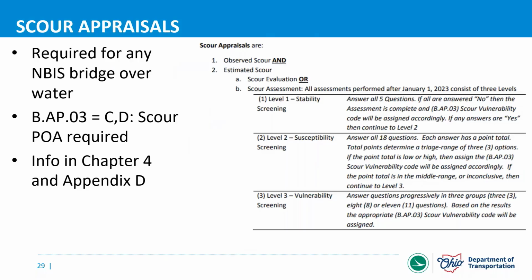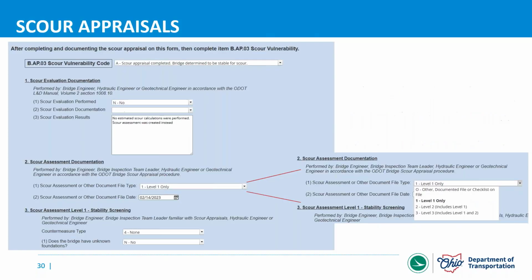The key thing here, if your scour assessment determines that your bridge is rated either at C or D for BAP03, which is scour vulnerability, that is in essence the new scour critical. So that would mean a scour plan of action is required to be on AssetWise for scour vulnerability ratings of C or D. Guidance for this is in Chapter 4 and Appendix D and H of the new inspection manual.